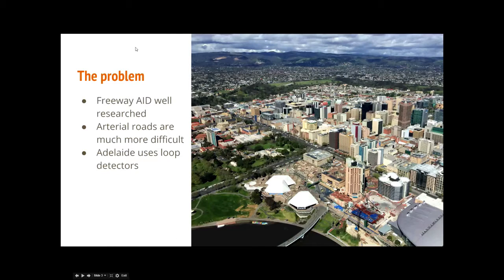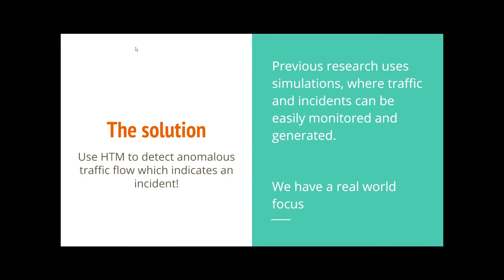The problem is that freeway automated incident detection is well researched and there are lots of solutions for it, but we want to do the same thing on arterial roads, which is much more difficult due to the varied nature of the traffic and everyone turning and going different ways. We use loop detectors, which are sensors underneath the road that count traffic, and they come with their own warts. So in our solution we use HTM to detect anomalous traffic flow.